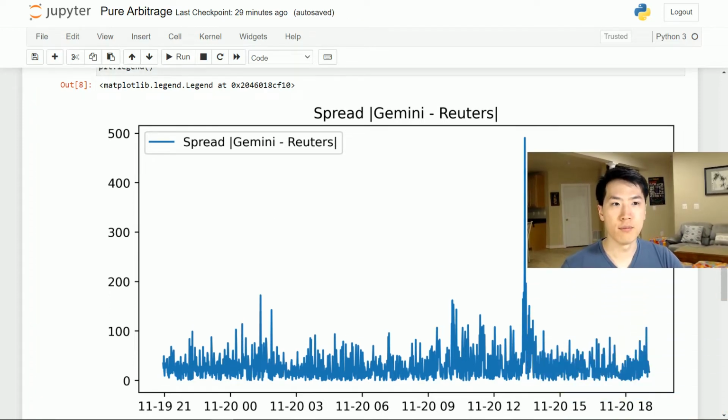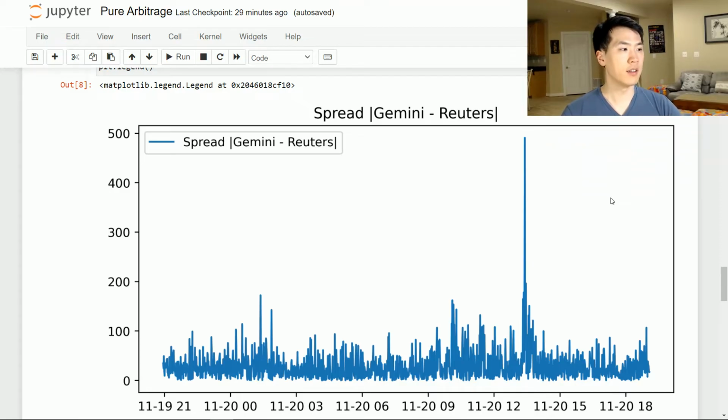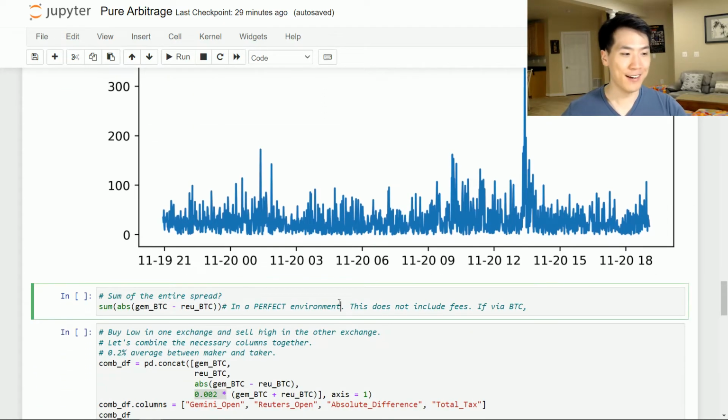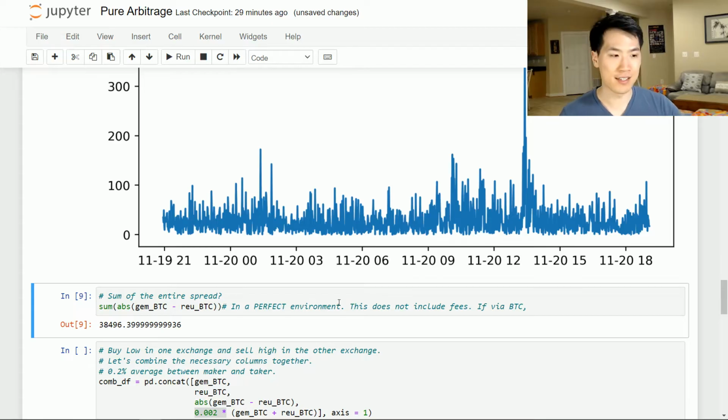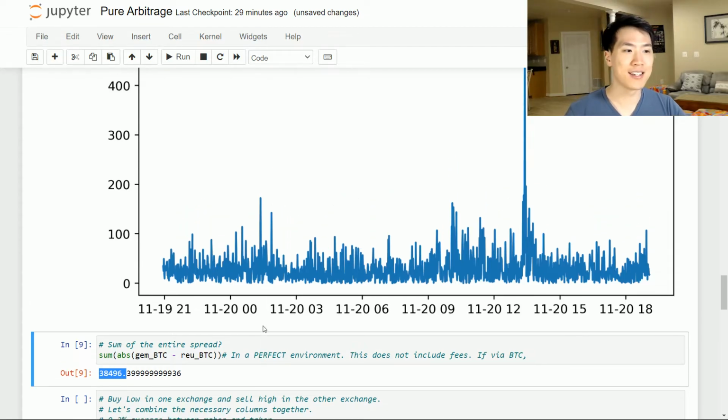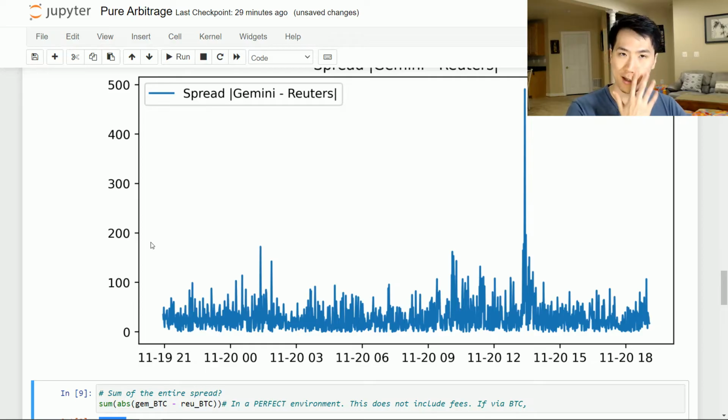And let's go ahead and move myself up here. So in an imperfect environment, let's see how much money we would have made if we don't have to pay any transaction fees. I summed up the differences, the entire spread, and that amounted to close to $39,000. However, we know that that is just not the case, partly because of the transaction fees.